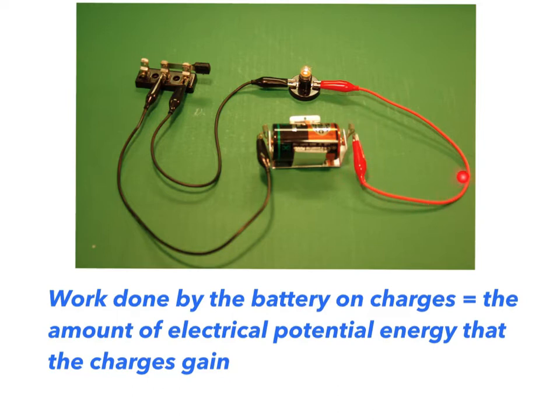So as the charges go through the wire, they are at high energy, and then when they go through the light bulb, they lose their energy. So the energy supplied to the charges in the battery is equal to the energy that the charges lose in the light bulb. So electric energy is converted into light and heat energy.